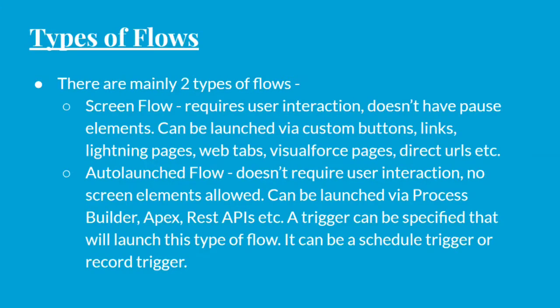There are many types of flows, but you can say that there are mainly two major types of flows, and other flows can be categorized under these two flows. The first one is the screen flow. Screen flow requires user interaction. It doesn't have pause element. It can be launched via custom buttons, links, lightning pages, web tabs, visual force pages, or direct URLs, and many more ways are there to launch a screen flow.